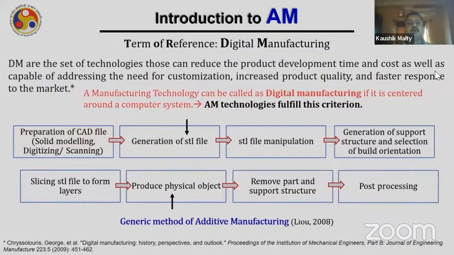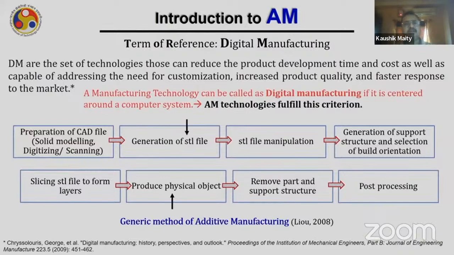Okay. Next, we are coming to digital manufacturing, which is your subject, your college's subject, your main goal also. Why are we going to digital manufacturing? We were manufacturing in a proper way. We had a lot of CNC machines and all. Then why are we going for digital manufacturing? Because that is a technology that can reduce the product development time.